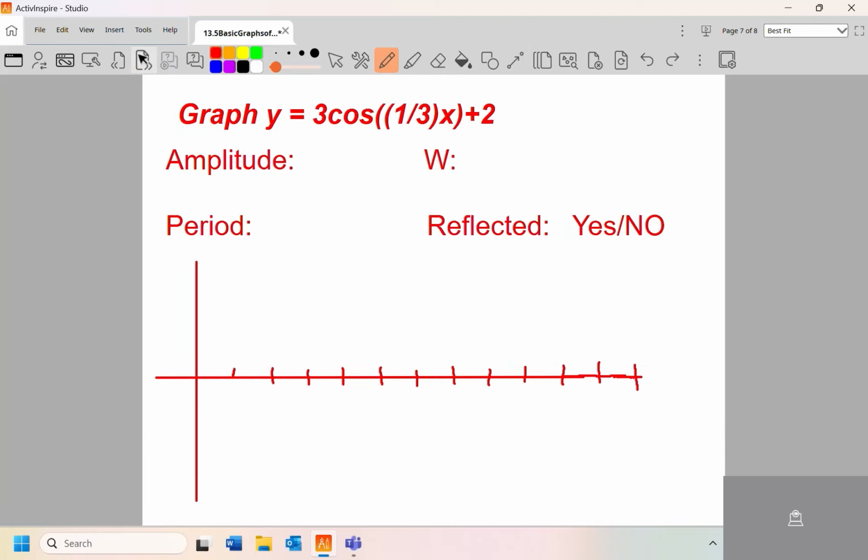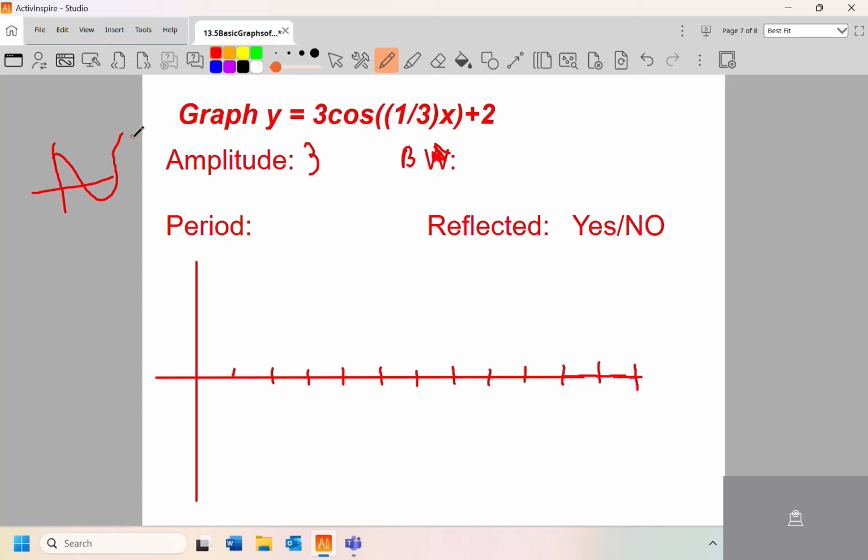All right, graph 3 cosines of 1/3 x plus 2. I keep calling this omega in the notes. I changed it over to b. I just didn't edit the notes all the way. All right, your amplitude is going to be 3. And by the way, this is cosine, and cosine starts high. That's what cosine does. You just have to know what mama looks like.